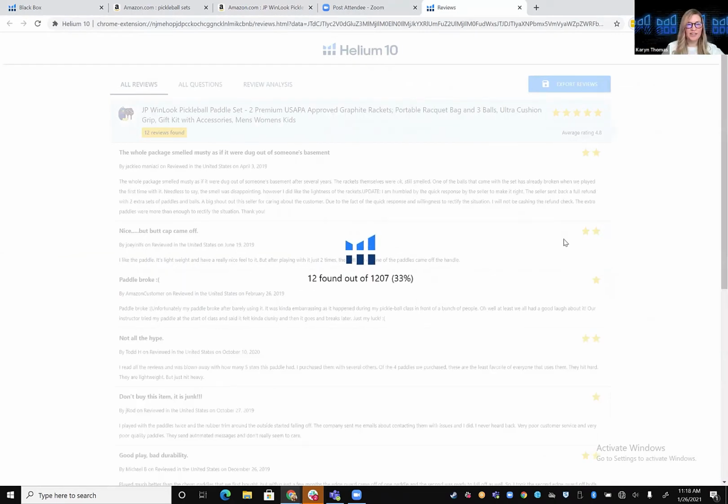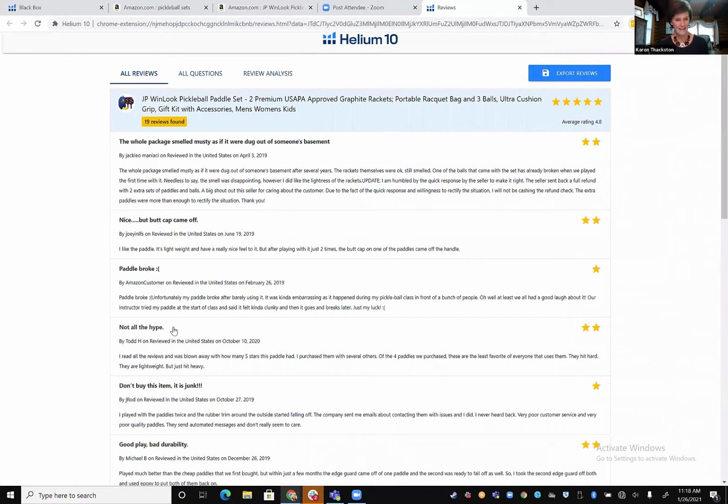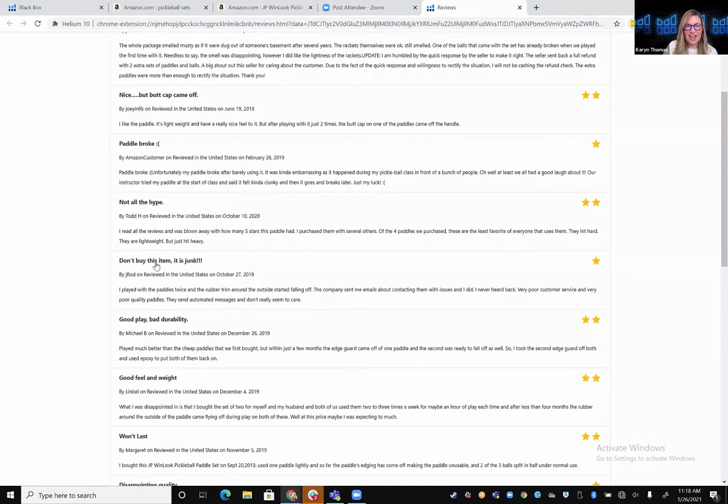That's such a good point. I'm so glad you brought that up. Let's just see real quick, because you're right. I definitely like to look at the good, the happy 5-star reviews, but I think it is super valuable to highlight that, like you said, in your sales copy and your images. So the cap came off, the package smelled musty, broken paddle, not all the hype. You can quickly scan over them this way.